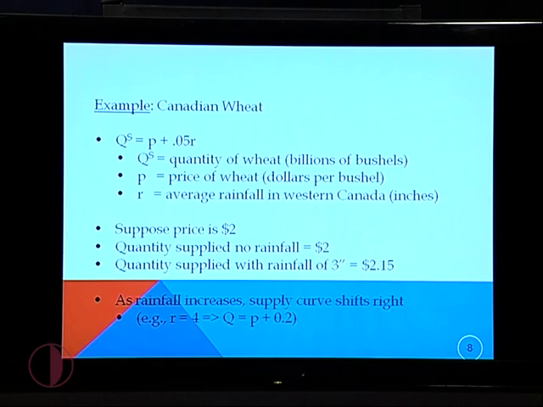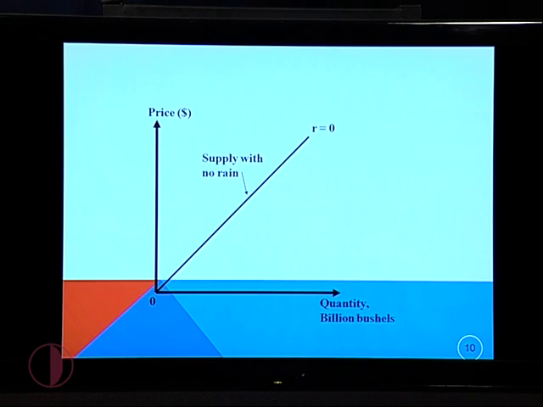When we are calculating the supply curve, in the simplest example again, QS is equal to P plus 0.05R, where R is the estimated average rainfall. Then you observe here, suppose the price is 2, the quantity is 2, and the quantity supplied if the rainfall is 3, which is estimated at 2.15, is then calculated with the equation. Let's look at it. Supply with no rain, supply with rain. When it is 3, as you are observing, it is shifted down.